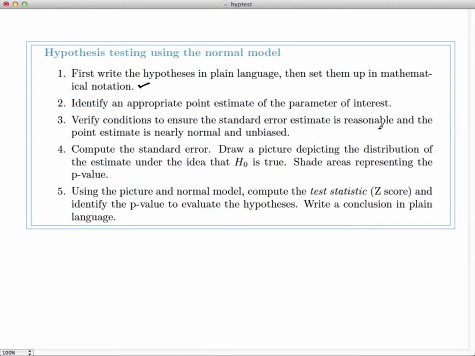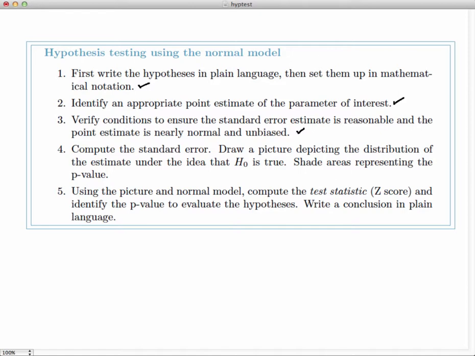So coming back to our slide here, identifying the appropriate point estimate for the parameter of interest. We've done that, and the appropriate standard error. So we've got that. Okay, so verify the conditions to ensure a standard error estimate is reasonable with a point estimate that is nearly normal and unbiased. We did that basically in our first step by saying that we can do this inference in the first place. Compute the standard error, draw a picture depicting the distribution and the estimate under the idea that the null is true, and then shade the area for the p-value.